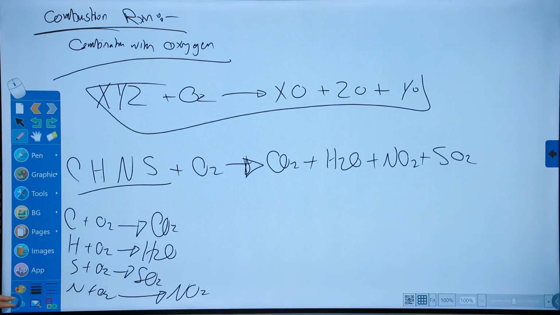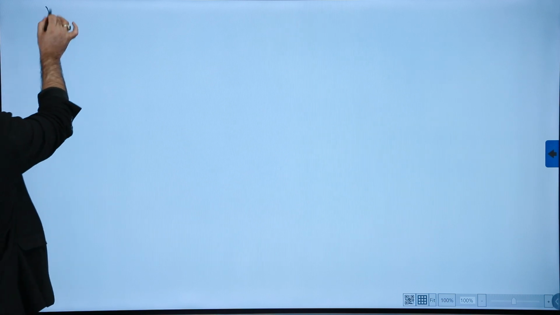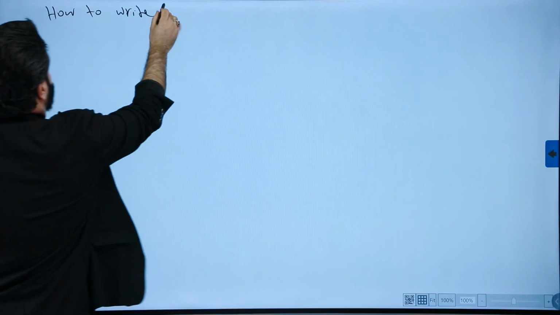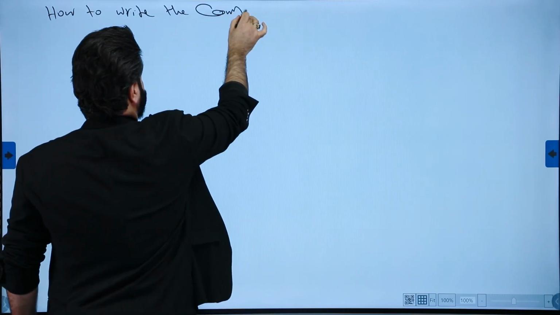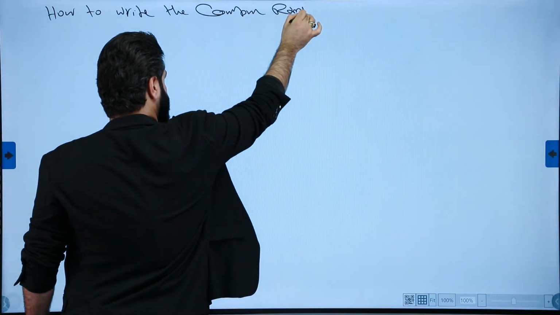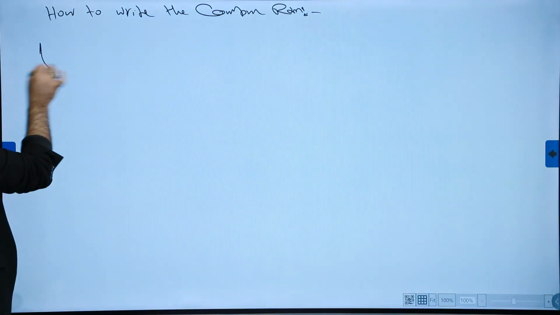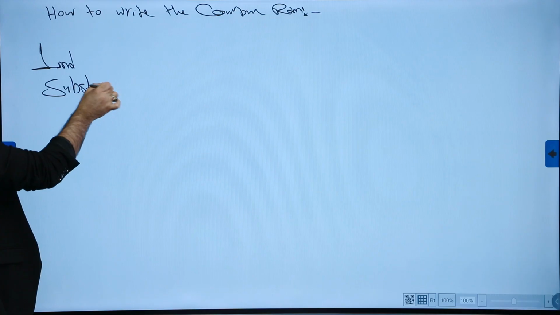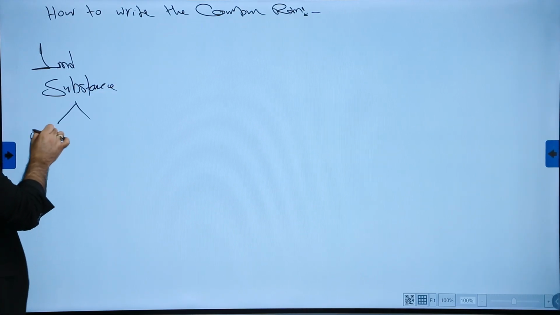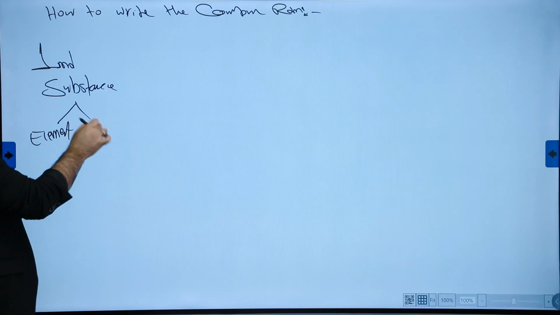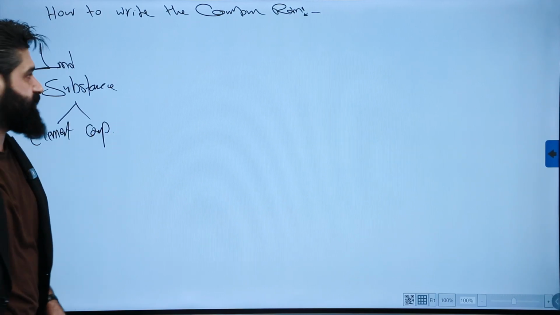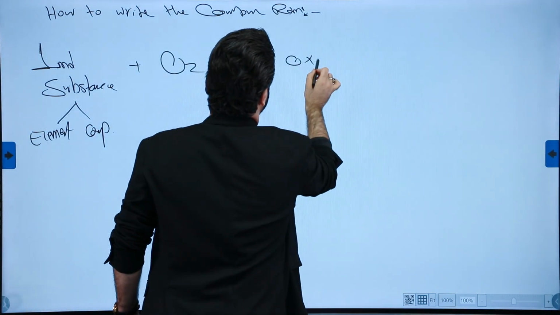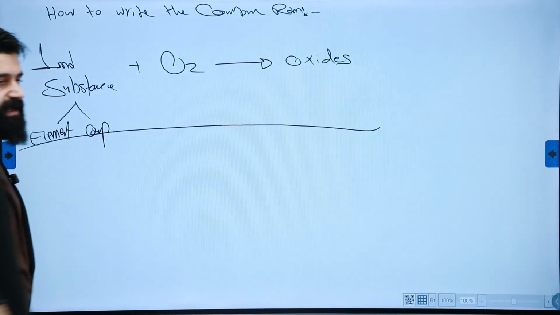Done. How to write the combustion reaction? First of all, you need to have 1 mole of the substance. The substance can be an element or a compound. This is for the combustion: 1 mole of the substance plus enough O2 to form the oxides. This is called the combustion reaction.